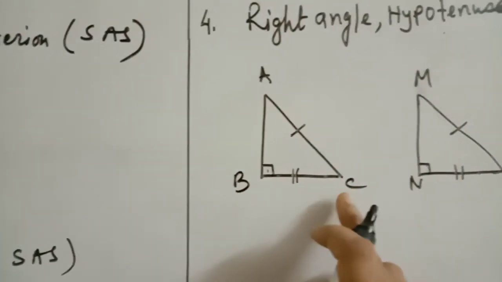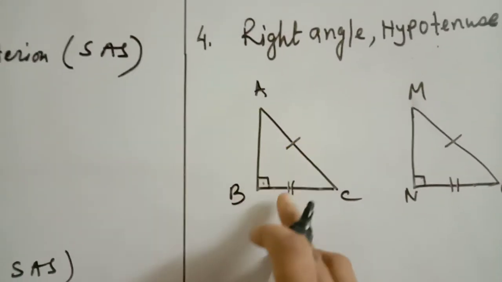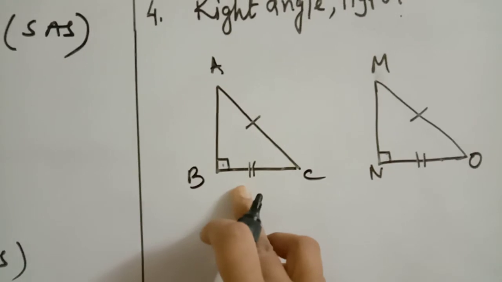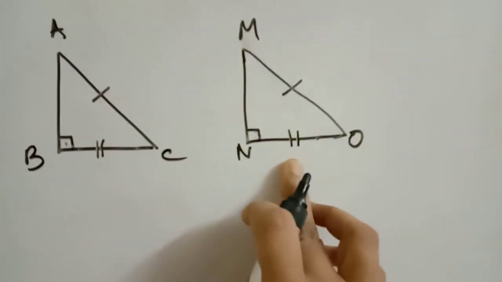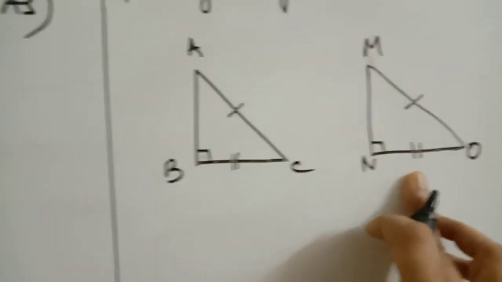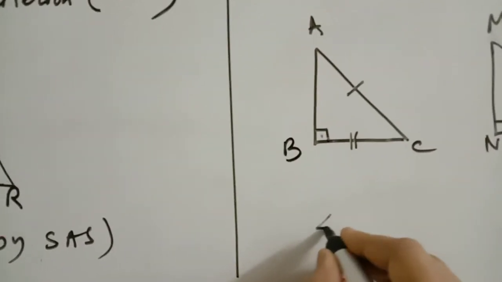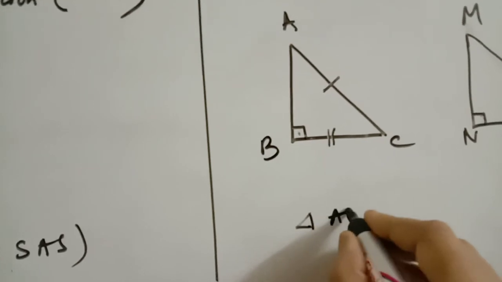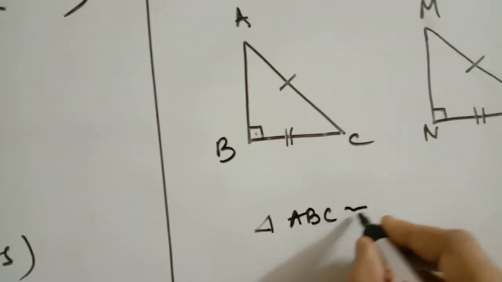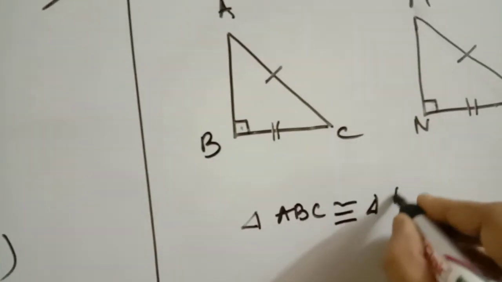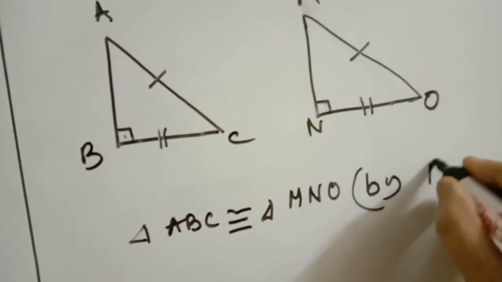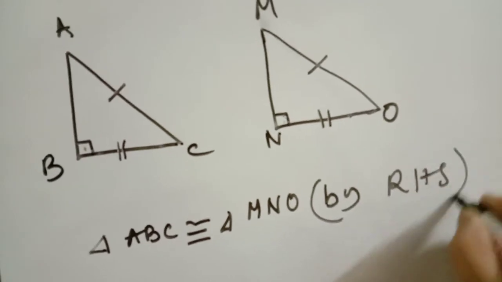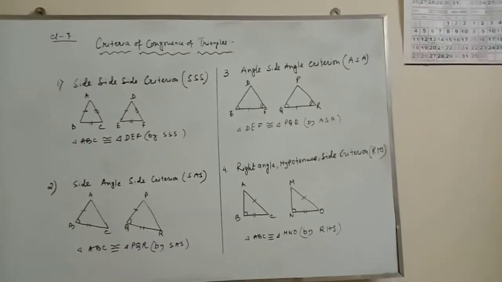So in a right triangle, if the hypotenuse and one side of one triangle are correspondingly equal to the hypotenuse and another side of the other triangle, we can say that these two triangles are congruent by RHS. Triangle ABC is congruent to triangle MNO by RHS. Understood? These are the congruence criteria.